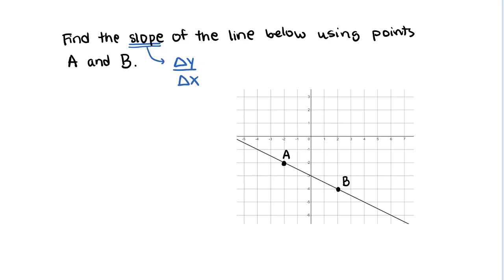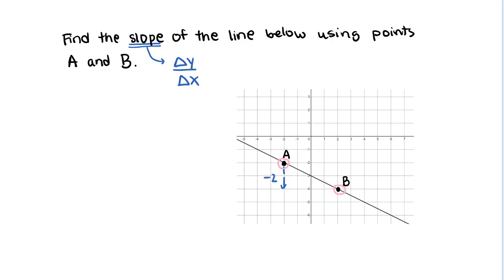And so here, if I look at this point A and this point B, well, what's the change in y? The change in y is this distance here, right? But specifically, if I'm going from point A to B, I'm starting at a y value of -2, and I'm going down to a y value of -4. Really, this change in y is -2, right?